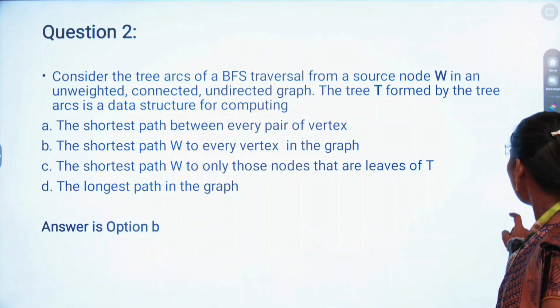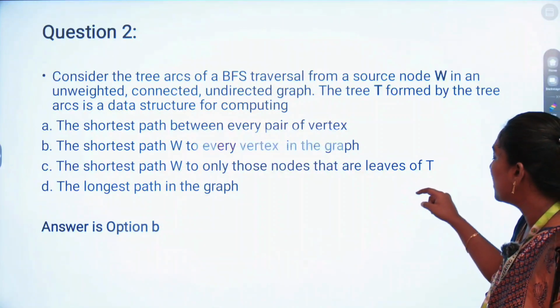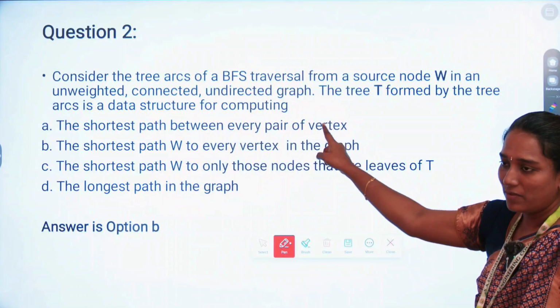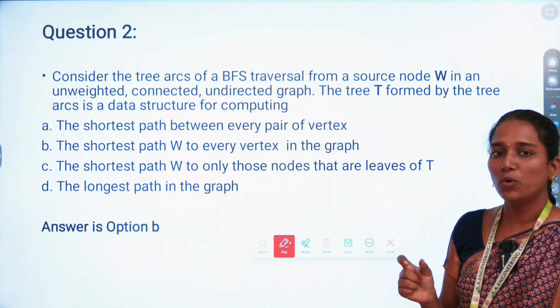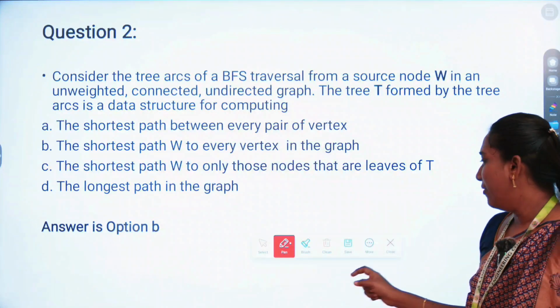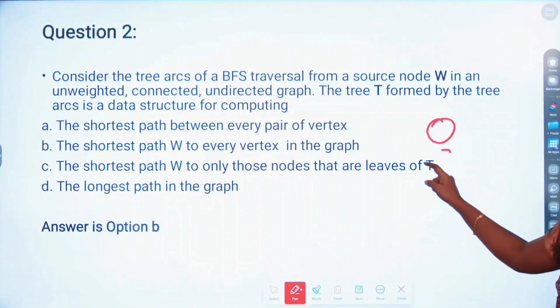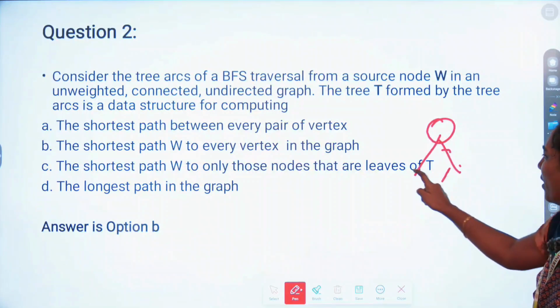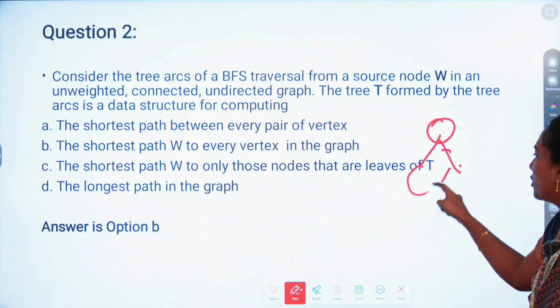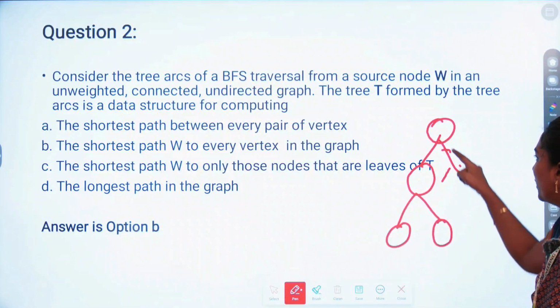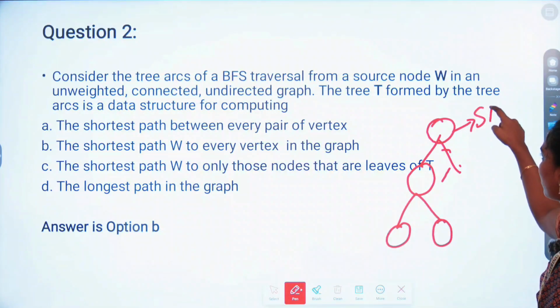So here let us consider a graph. They are telling that it has a BFS traversal. BFS explores nodes level by level. That is the concept. So let us take a graph here. The graph explores the nodes level by level. Okay, so this is the source node.